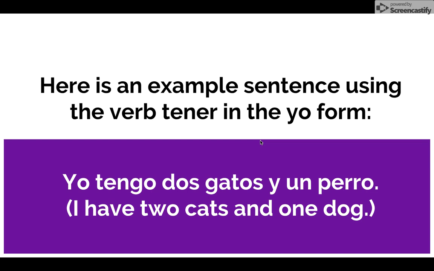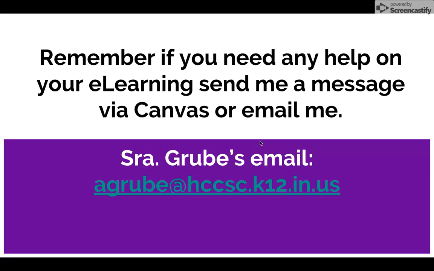Here's an example sentence using the verb tener in the yo form. Yo tengo dos gatos y un perro. And you can see that that means I have 2 cats and 1 dog.